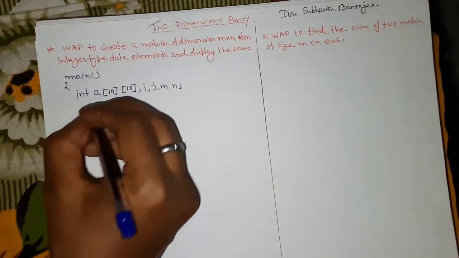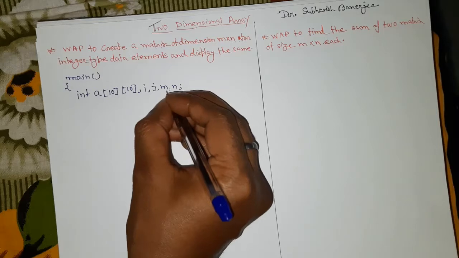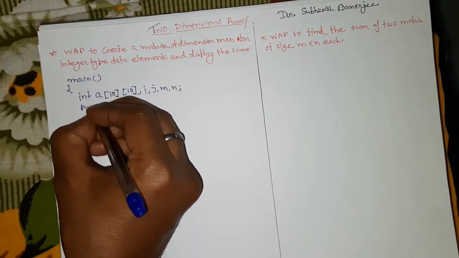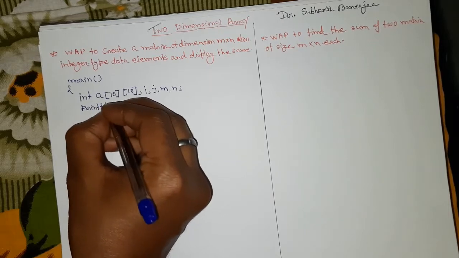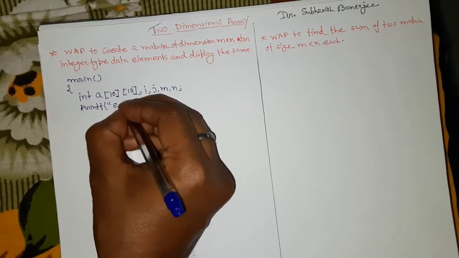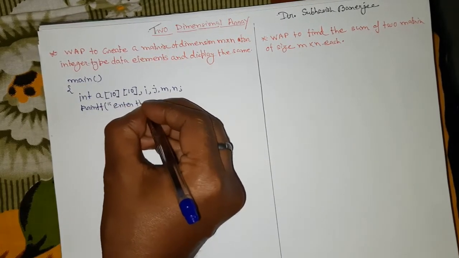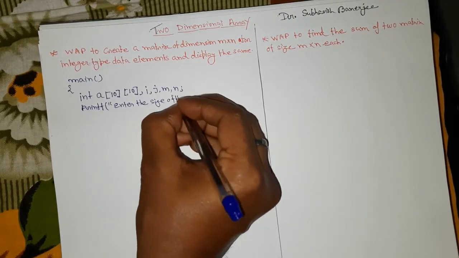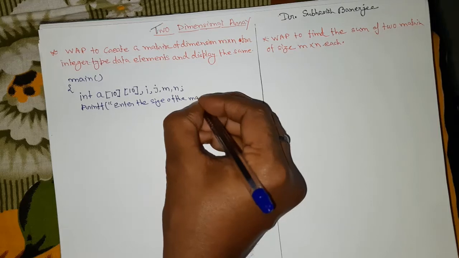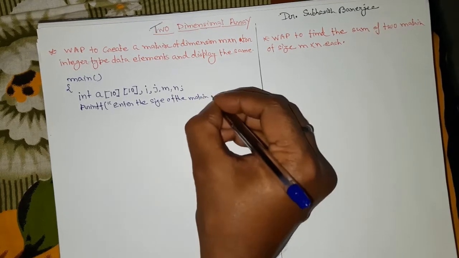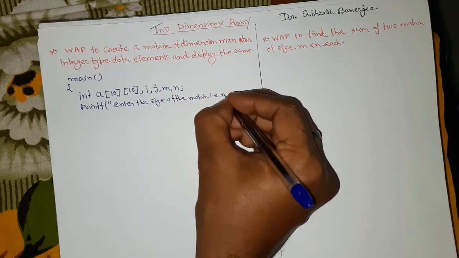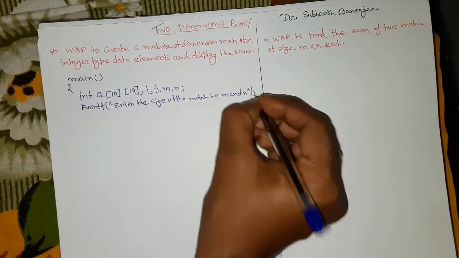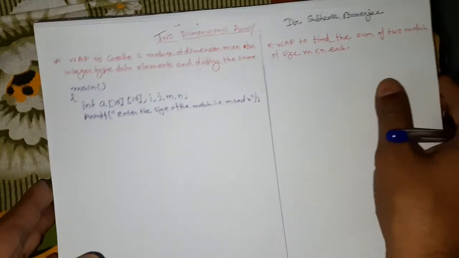Now at the very beginning, we must know the size of the matrix. So here you may display a message like printf, enter the size of the matrix, that is m and n. You may ask the user, so definitely the user will provide the values.